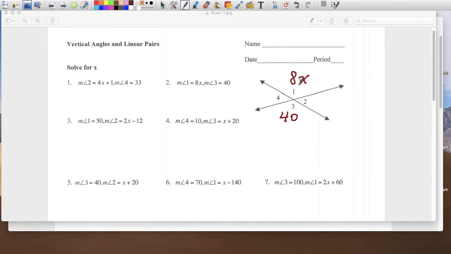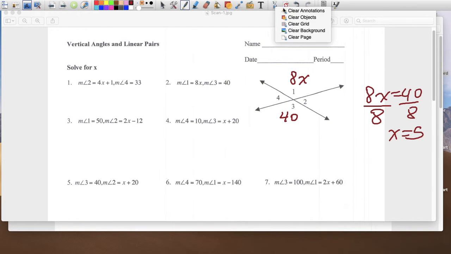So they're vertical angles, right? So 1 and 3 have the same value, so they're equal to each other. That's how I'm going to set up my equation. So 8x equals 40, divided by 8, and x equals 5. So for number 2, the value of x equals 5.